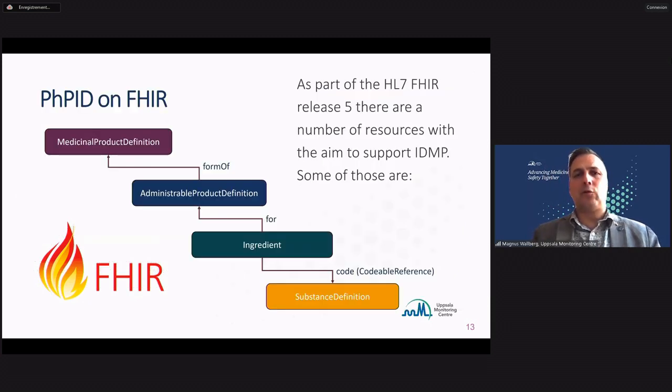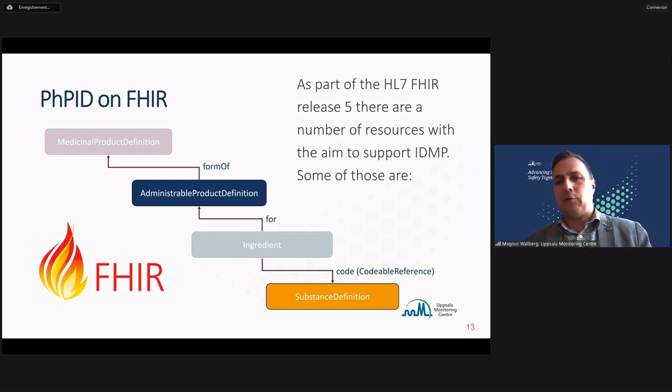And if we start by looking at the FHIR standards, as part of FHIR version 5, there was an IDMP package, so to say. And the most important parts that we use in this IDMP area is a medicinal product definition, which identifies a product with name and market authorization holder. It has administrable product definition, which identifies substance, form, and strength, which actually is the PHP ID level. Then the administrable product definition contains ingredients, and the ingredients point out to the substance definitions, which are the JS IDs. It points out the global substance identifiers.